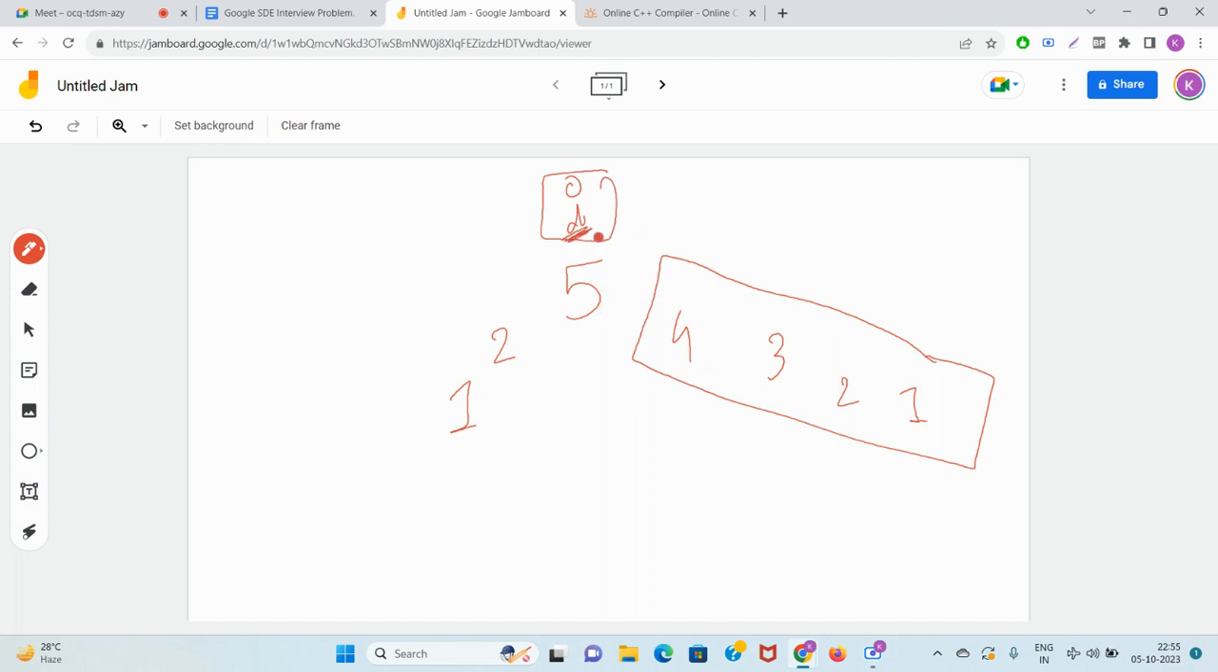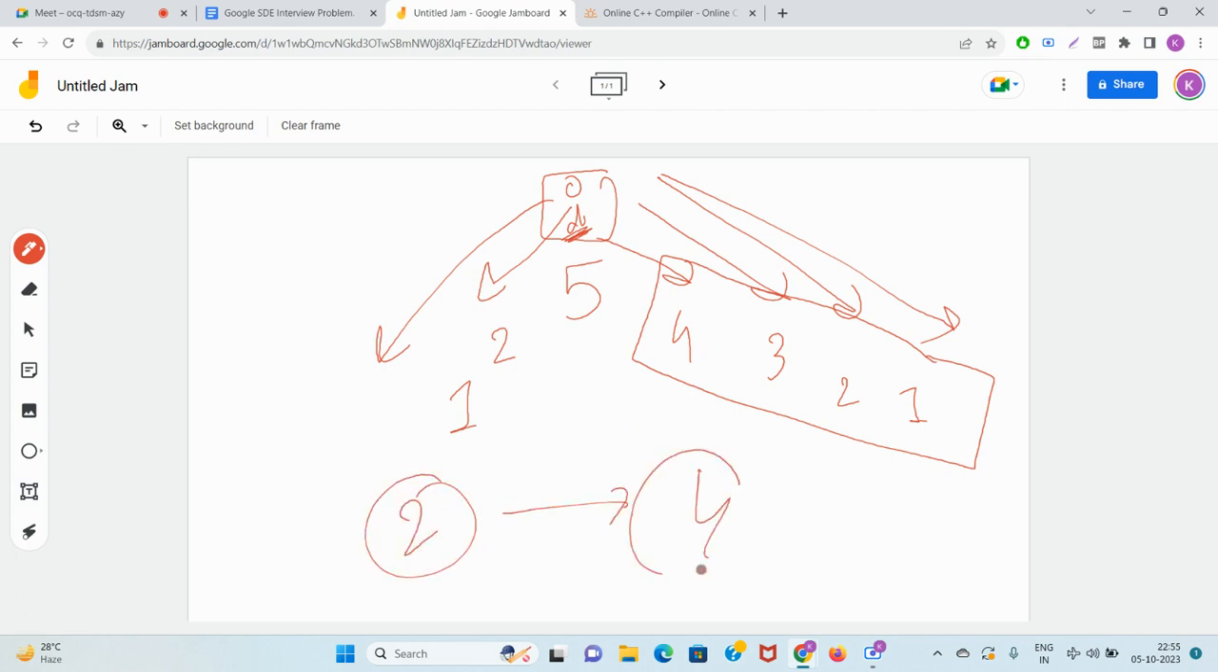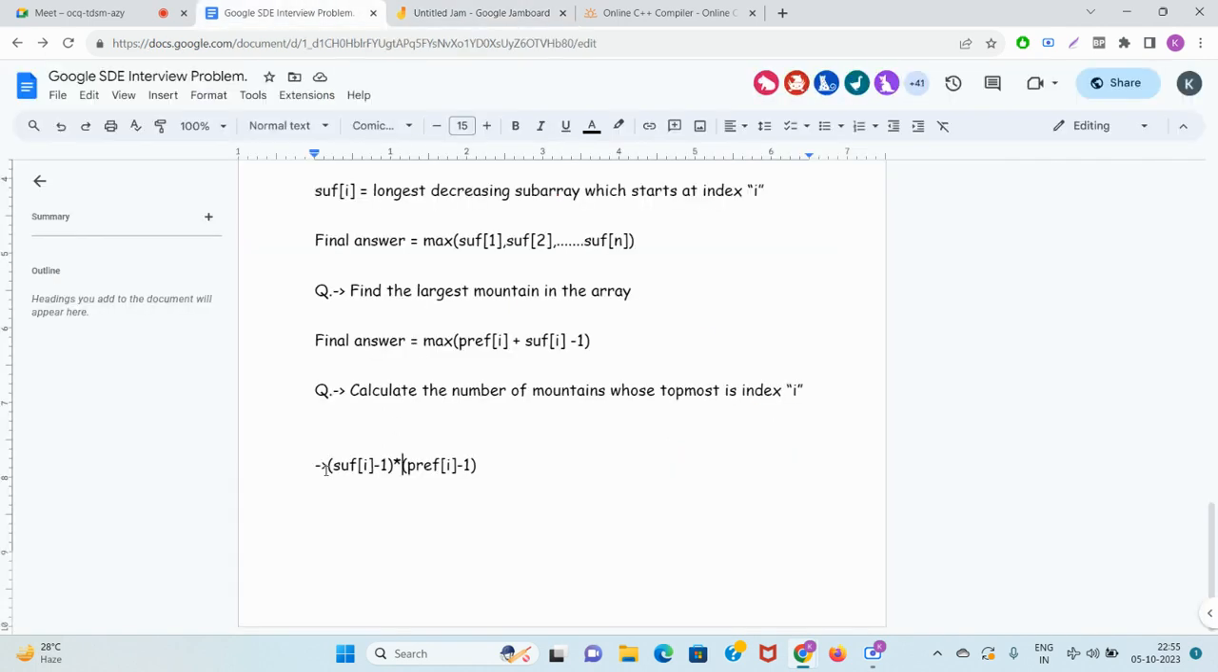तो या तो आपका माउंटेन 4 पे एंड होगा, या तो 3 पे एंड होगा, या तो 2 पे एंड होगा, या तो 1 पे एंड होगा। राइट में, लेफ्ट में या तो 2 पे एंड होगा या तो 1 पे एंड होगा। तो लेफ्ट में कितने ऑप्शन है? 2 ऑप्शन है। राइट में कितने ऑप्शन है? 4 ऑप्शन है। तो टोटल सारे कॉम्बिनेशन कर लो 8। That's why I am saying the suffix of I minus 1 into prefix of I minus 1 tells you the number of mountains whose topmost index is I. Now what will we do guys?